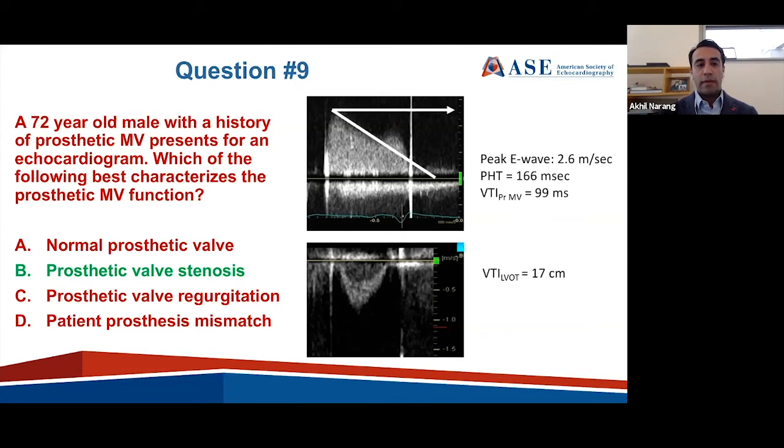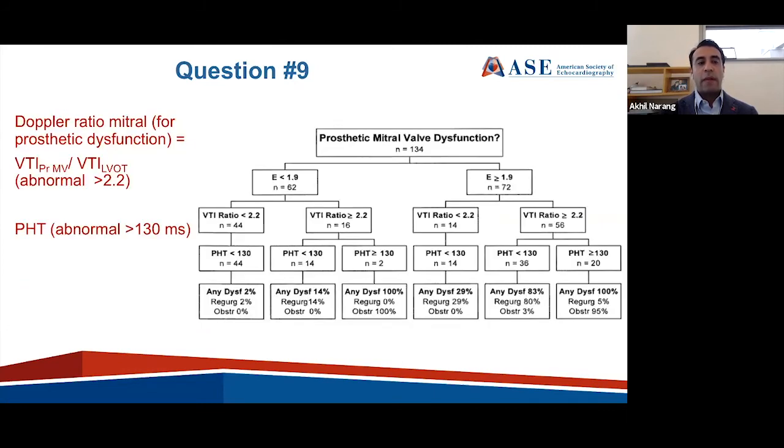So how do we derive this? Well, we first look at the Doppler ratio for the mitral valve. This is for prosthetic valve dysfunction. In order to do this, look at the VTI of the prosthetic mitral valve divided by the VTI of the LVOT. An abnormal number is considered greater than 2.2. In this particular situation, if we use the information given, we get a value that's greater than 2.2.